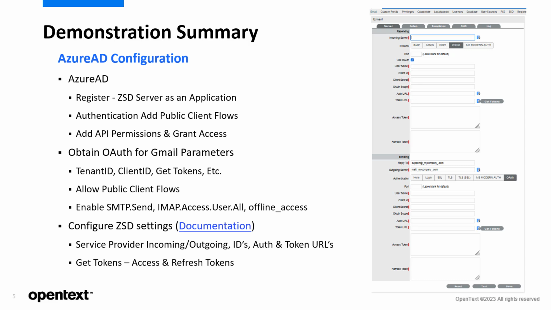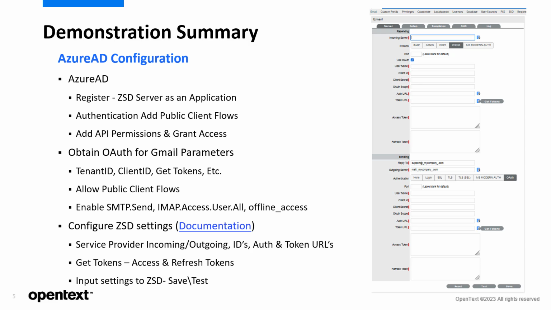Demonstration summary. In Azure AD, we've registered the ZSD server as an application. We authenticated and added public client flows. We added the API permissions and granted access. Then we made sure that we obtained the OAuth parameters, a tenant ID, client ID, get tokens, etc. We allowed for client flows. We enabled the SMTP, IMAP, and offline API permissions.